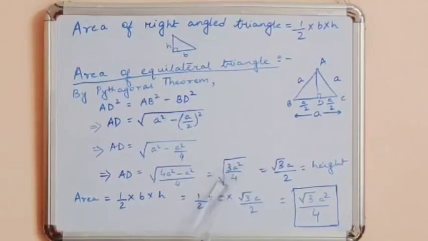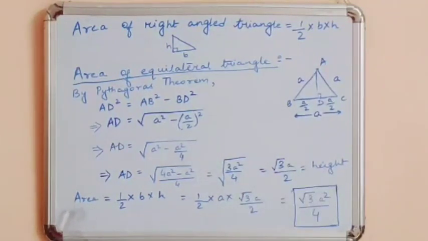If we remove the square root, we can simply take A square out and 4 out. We get A and 2 here and root 3. Since 3 is not a perfect square, we will keep this under root. So we got the value of AD, that is root 3A by 2. And this AD is our height.